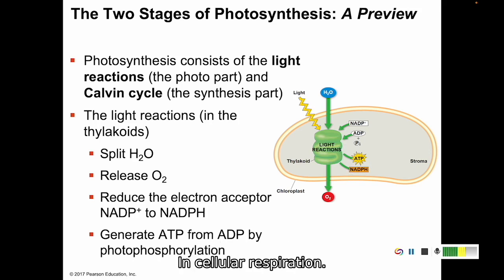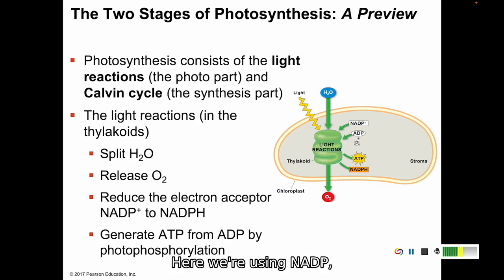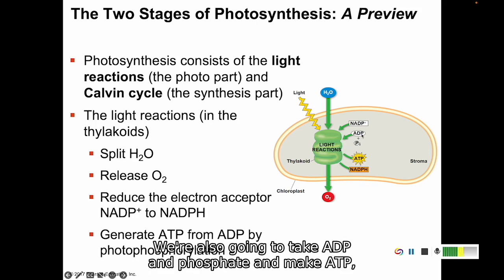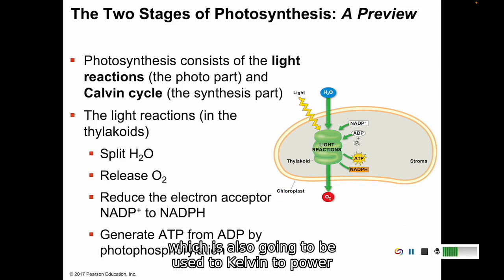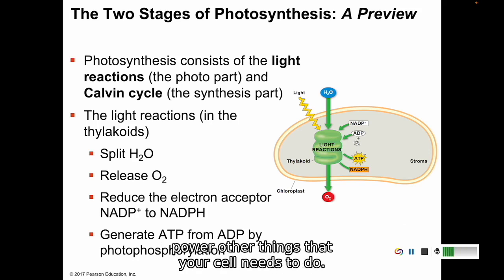In cellular respiration, we use NAD plus and FADH2 to carry those electrons. Here we're using NADP, NADPH to carry electrons. So this is going to act the exact same way, carrying those electrons to get energy to power the Calvin cycle. In light reactions, we're also going to take ADP and phosphate and make ATP, which is also going to be used to power the Calvin cycle and to power other things that your cell needs to do.